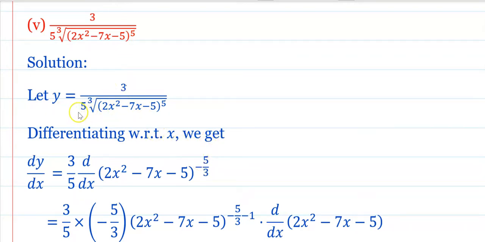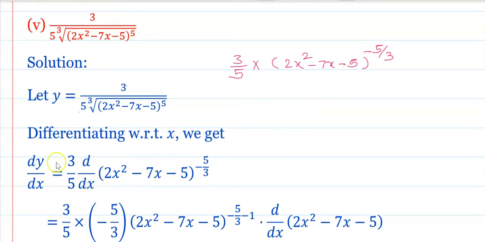This is the 3 by 5. But what about here? 3 by 5. Sorry. 3. हे टर्म आपण जर न्यूमरेटरला आणलं तर काय होणार? This will be the 5 by 3. Okay. Into जर मी ते न्यूमरेटर आणलं तर काय what will happen? It will be the 2x square minus 7x minus 5 raised to minus 5 upon 3.